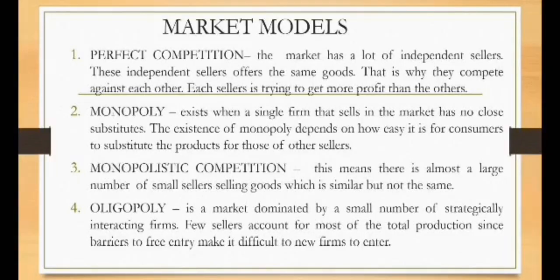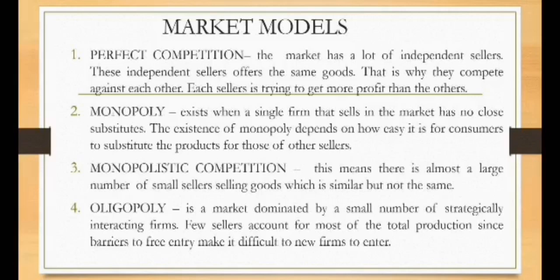A market model is a numerical representation of the interaction between market forces and economic situations. There are four market models in economics. First is perfect competition, second is monopoly, third is monopolistic competition, and fourth is oligopoly. In perfect competition, the market has a lot of independent sellers. These independent sellers offer the same goods. That is why they compete against each other. Each seller is trying to get more profit than the others.